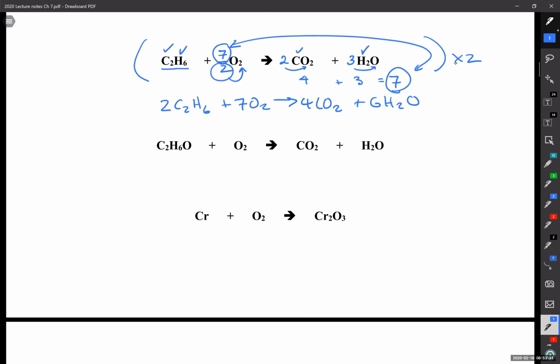I'm letting her think. That makes sense? What's bugging you? Why do you have to double it? Because your oxygen comes as 2s, right? O2. But I need 7 on that side. So think about it. 2, 4, 6, 8. Okay, I get it.